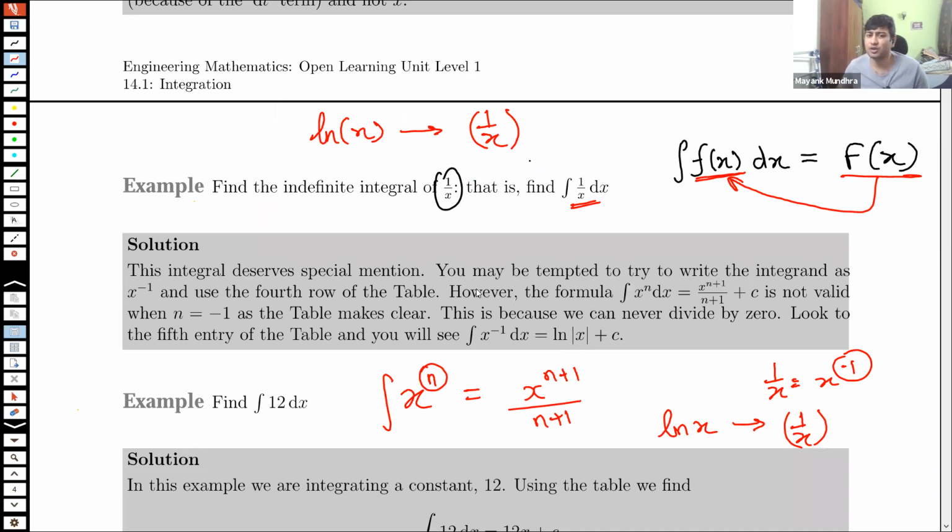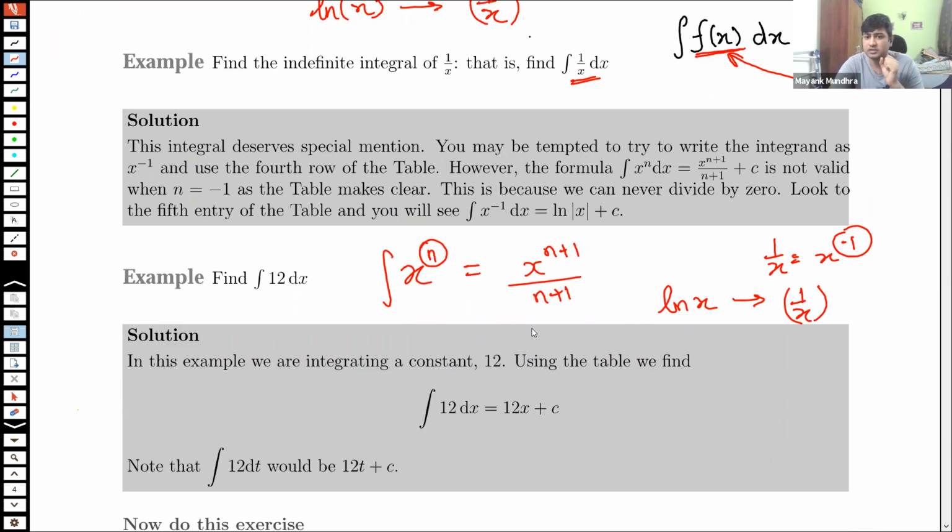x anyway cannot be 0 because we are integrating 1 by x. For 1 by x to exist, x cannot be 0 to begin with, but it can be negative. So when I put a modulus in front of it, I finally see that this cannot be 0 and it cannot be negative. So just remember this, that the integration of 1 by x is log modulus of x and not log x.